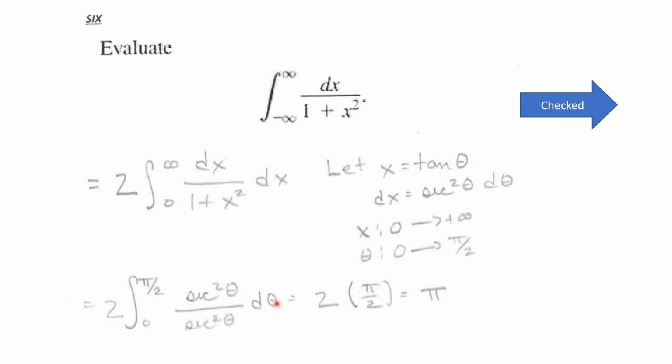And so this then, when I make this substitution, I will get 2 times the integral from 0 to pi over 2. The secant squareds will cancel out. That's just theta. So it's 2 times pi over 2, which is equal to pi. And so that is what you should get to get full credit for this problem.